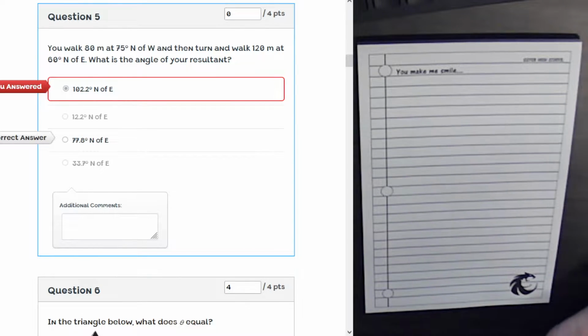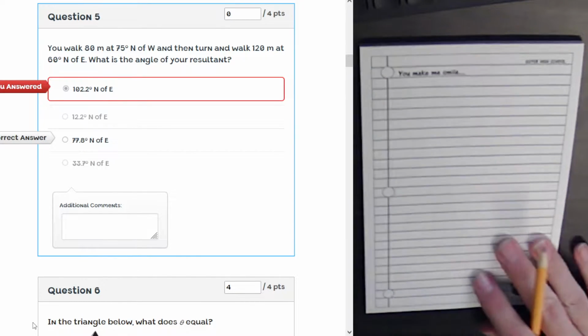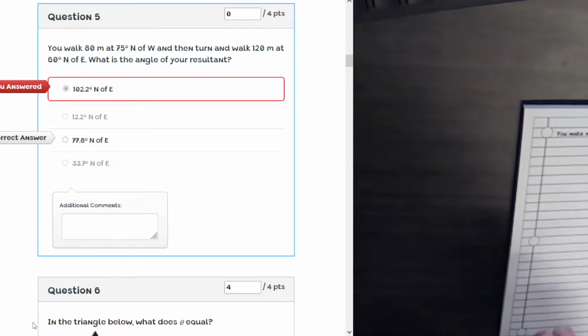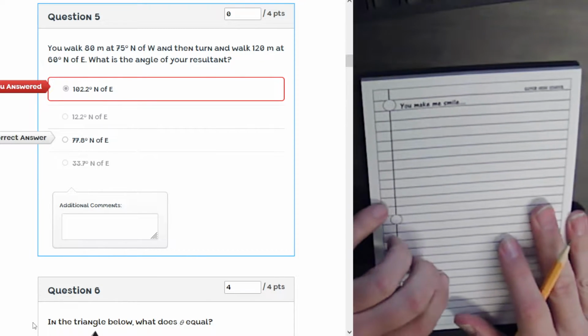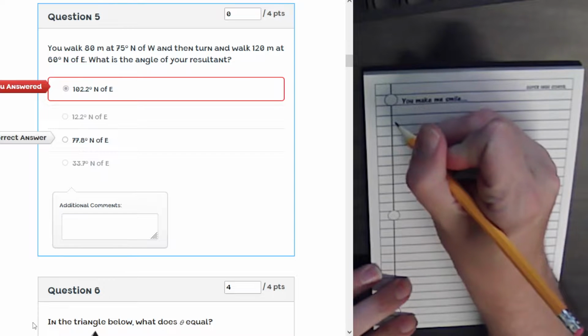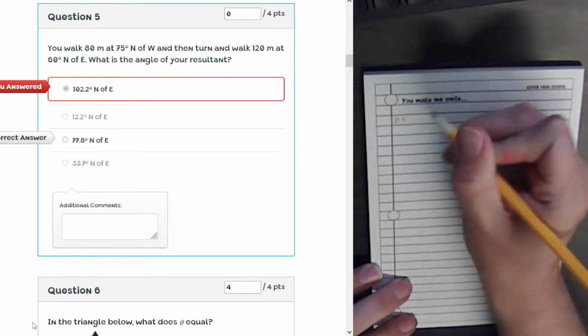Okay, so here we're going to look at a couple of problems. Number 5 says: walk 80 meters at 75 degrees north of west, then you turn and walk 120 meters 60 degrees north of east. What is the angle of your resultant? Okay, so let's do this. This is number 5 here.